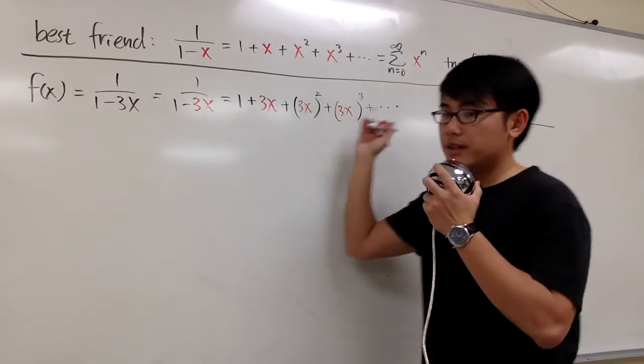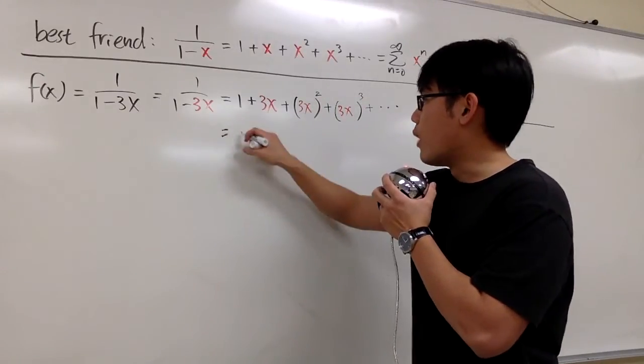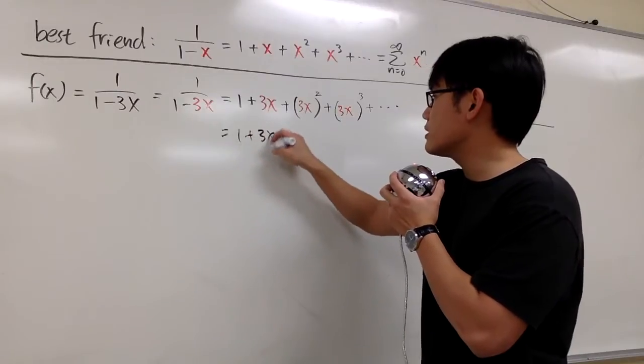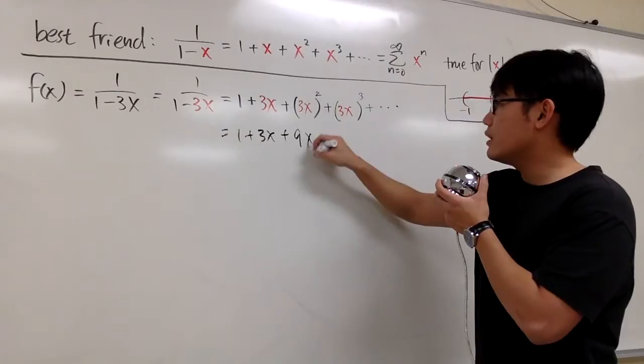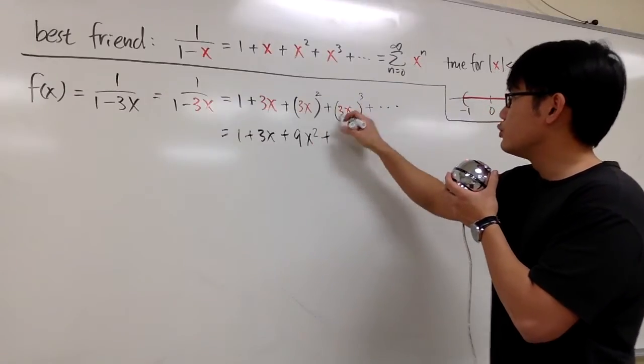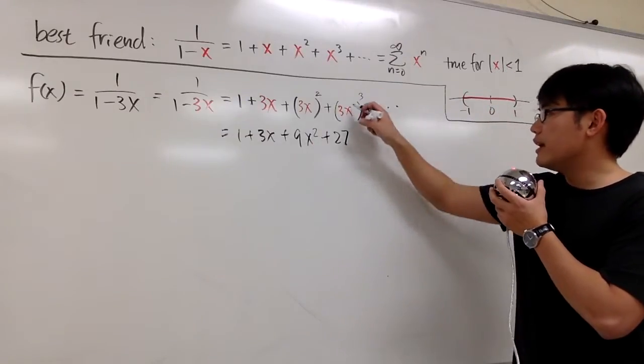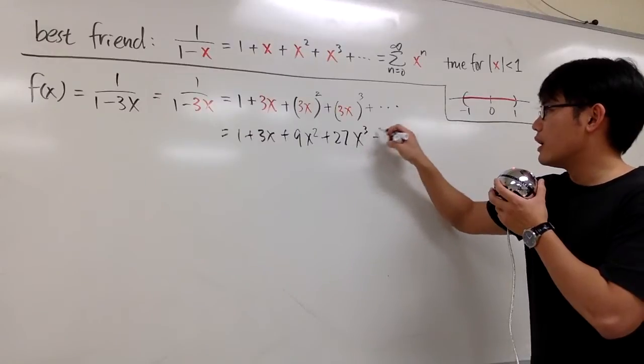And now let's simplify the power. This is going to be 1 plus 3x. This is plus 3 squared, which is 9, and x squared. And then we have plus 3 to a third power, which is 27, x to the third power, and so on.